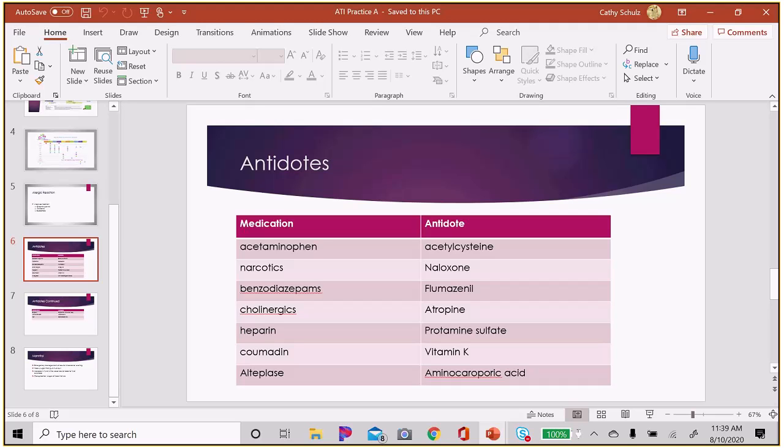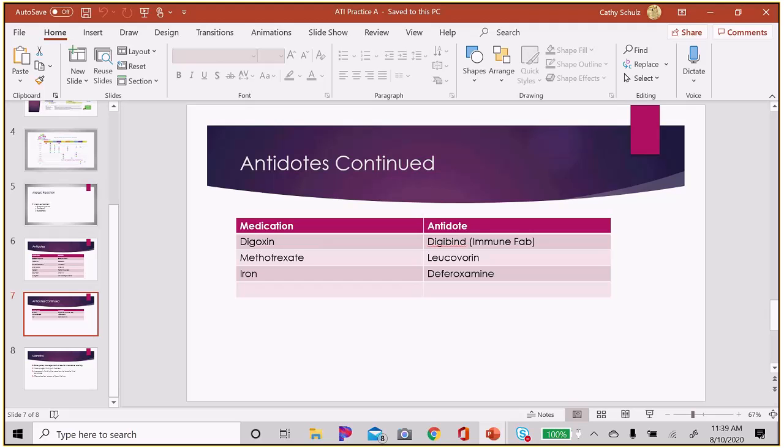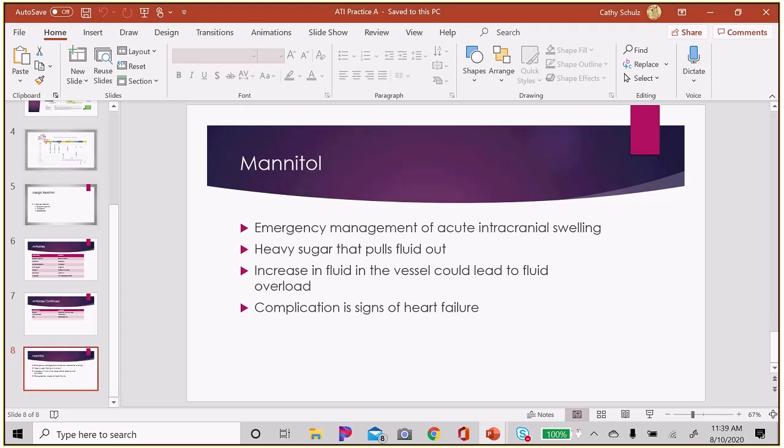It's another handy table that might help you with the medication and antidotes if a patient overdoses. Not all medications have those, but these are the ones that we've talked about. Tylenol is acetylcysteine, narcotics is naloxone, benzodiazepines is flumazenil, which we did not talk about in class, and I know that was on there. Cholinergics, atropine; heparin, protamine; Coumadin, vitamin K. Alteplase is aminocaproic acid. We talked about digoxin, methotrexate, leucovorin. Iron we just talked about is deferoxamine. So just be sure that you're keeping those in mind, because that could show up.